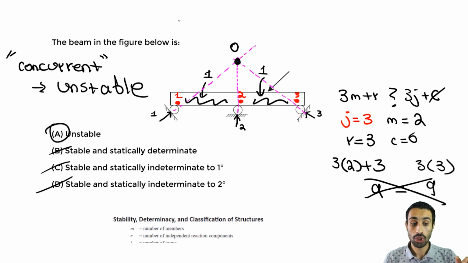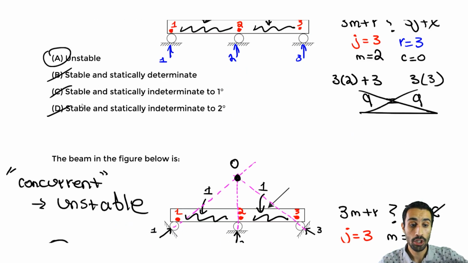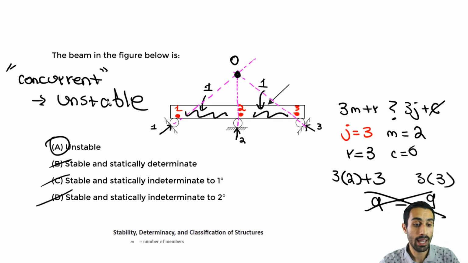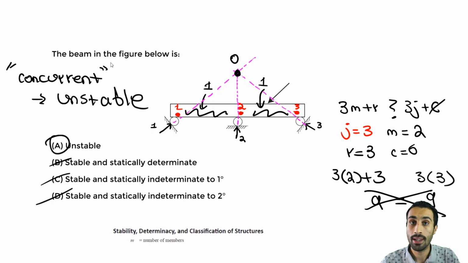So there are two main cases, and this is also applicable to trusses. You want to check for parallel. If the reactions are all parallel, it will be unstable. And if the reactions are concurrent, meaning they meet at a point, in this case we denoted it as point O, it will be concurrent and unstable.